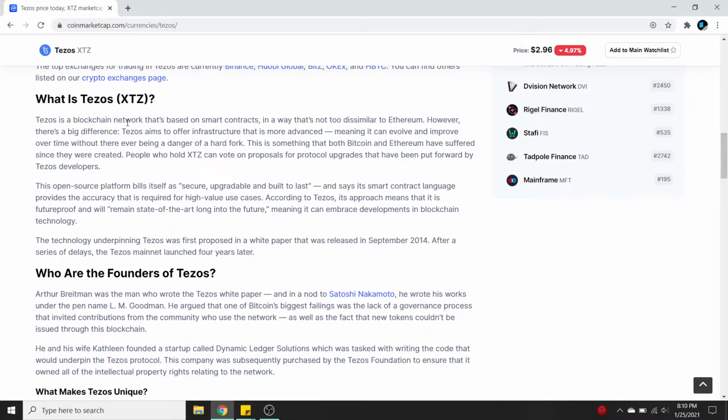This open source platform bills itself as secure, upgradable, and built to last, and says its smart contract language provides the accuracy that is required for high-value use cases. According to Tezos, its approach means that it is future-proof and will remain state-of-the-art long into the future, meaning it can embrace developments in blockchain technology. The technology underpinning Tezos was first proposed in a white paper that was released in September 2014. After a series of delays, the Tezos mainnet launched 4 years later.